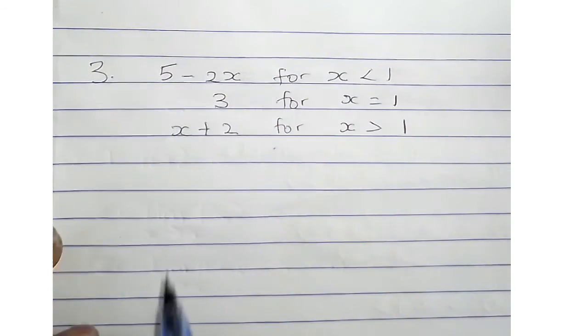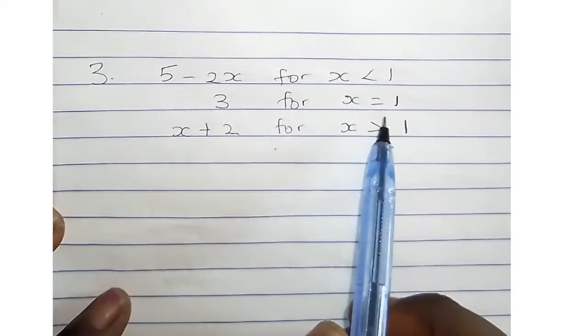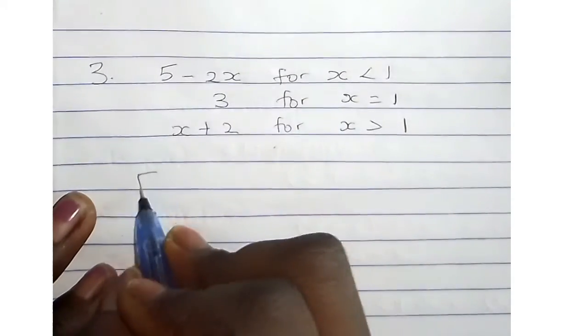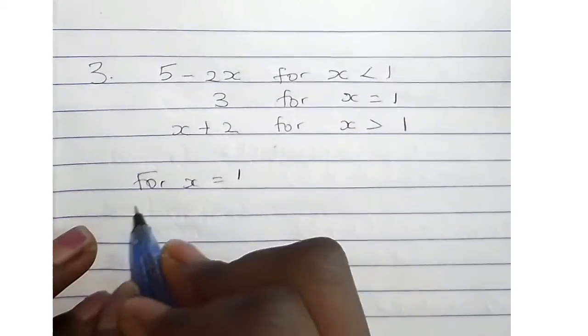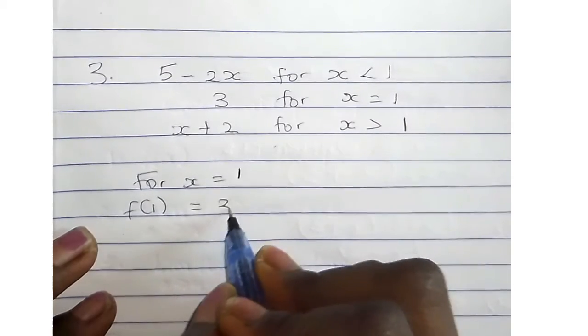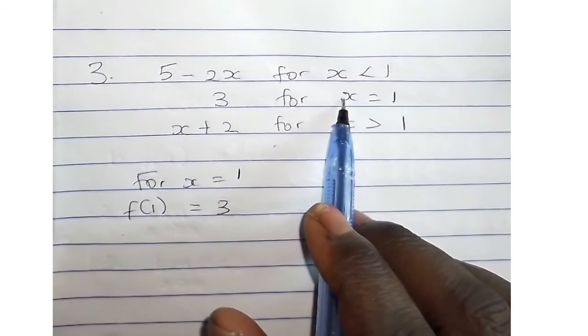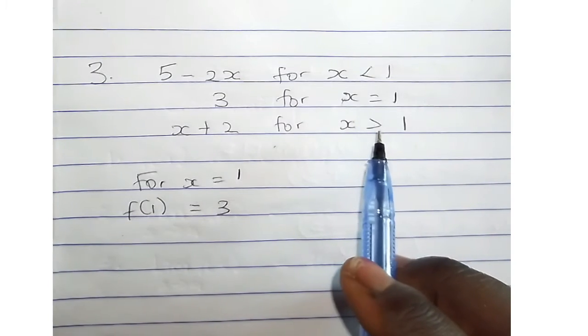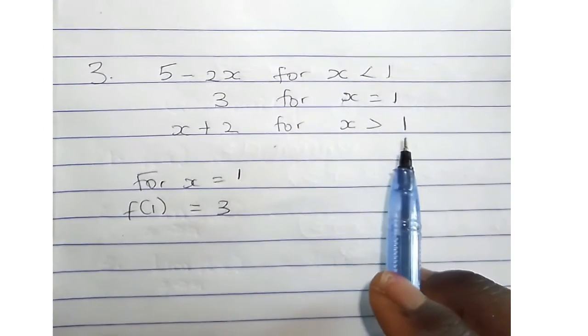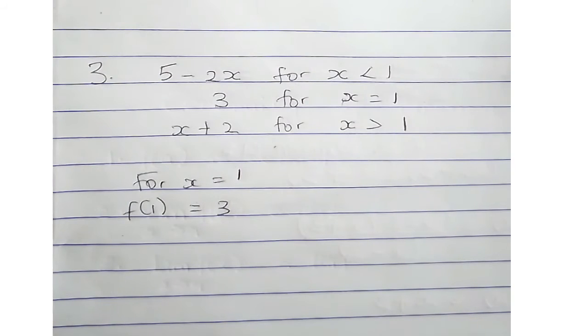So in this solution, I'm going to start like this. For x equal to 1, f of 1 was given to be 3. We have two functions, the function on the right hand side and the function on the left hand side. To know which is which, the one carrying the less than sign is for the left hand side, while the one carrying the greater than sign is for the right hand side.